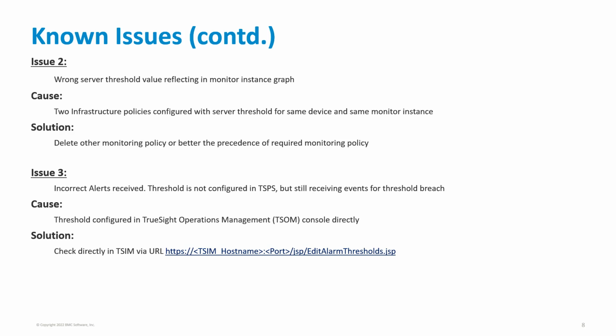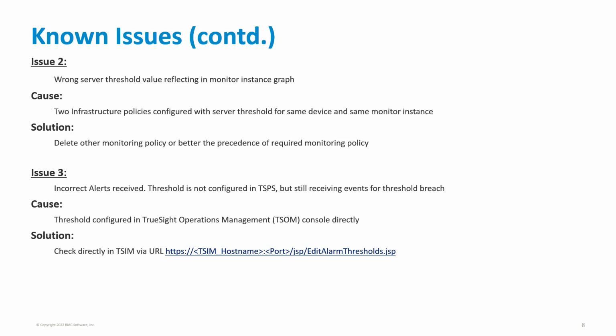Another known issue is where one specific server threshold value is configured in the infrastructure policy, but in the monitor instance graph, a different value is reflecting. This usually occurs if we have 2 infrastructure policies configured for server threshold for the same monitor instance and same device. In these cases, the policy with the least precedence value will get the higher priority, and hence that specific server threshold value will apply on the monitor instance.